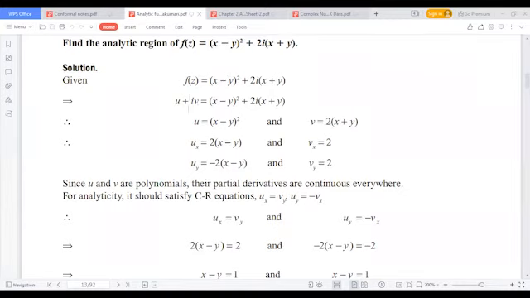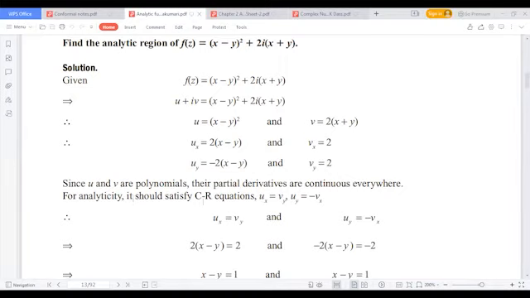So f of z, W plane, u plus ib equals to x minus y whole square plus twice i into x plus y. Now you put real parts equals to real parts: u equals to x minus y whole square, and imaginary part b equals to 2 into x plus y. So partial derivative of u with respect to x will be 2 into x minus y. Similarly, partial derivative of b with respect to x will be 2. Partial derivative of u with respect to y equals to minus 2 into x minus y, and by equals to 2. Since u and b are polynomials, their partial derivatives are also continuous everywhere.